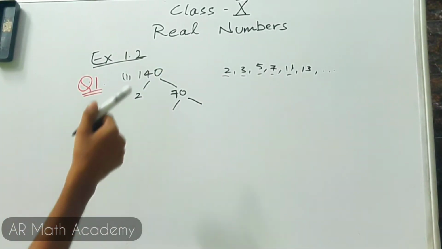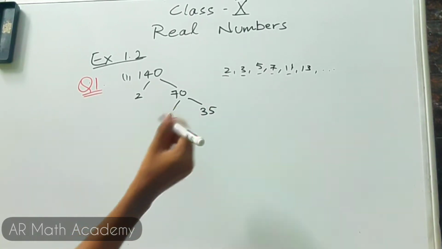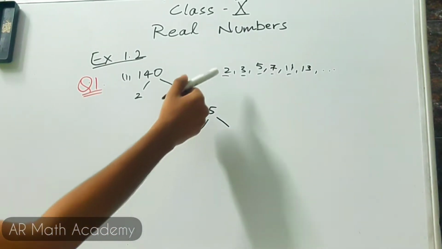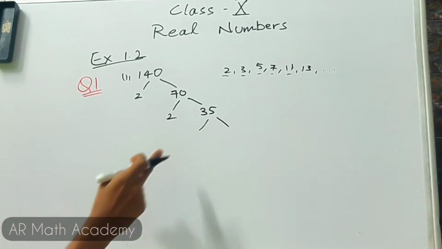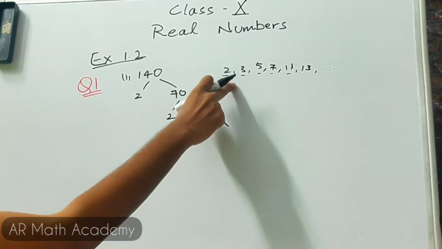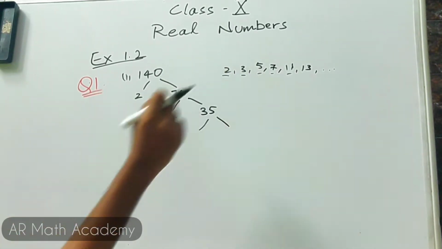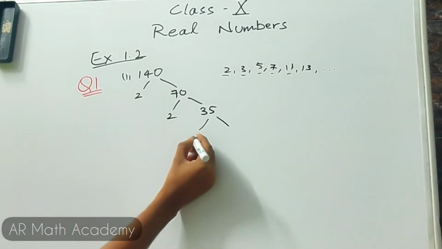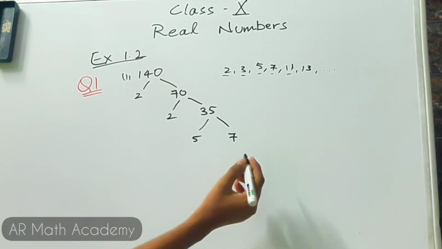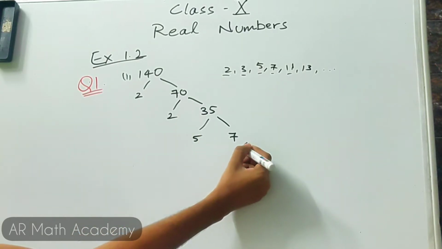Yes, 70 is divisible by 2, so again 2 and 35. Now check with 2 again, since the lowest prime factor is 2. We can't divide by 2 here because 35 is not divisible by 2. So check the next lowest prime factor, which is 3. 3 is also not a divisor. Now check 5. Well, 5 is divisible, so 5 times 7 gives us 35. Finally, there is no further divisibility. 7 cannot be split further because 7 is already a prime factor, so we end here.